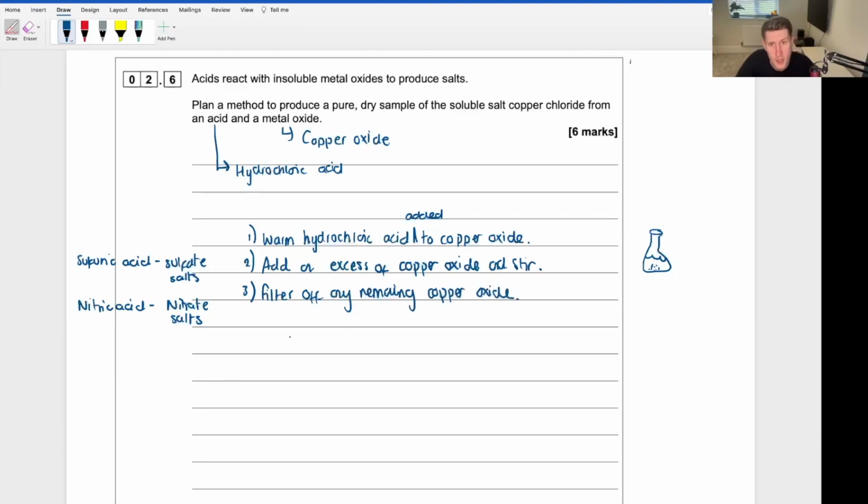So filter off our copper oxide, and then finally, once we've filtered it, we'll now have a solution with our lovely copper oxide in it. But that's not dry, is it? Remember, we want a dry salt. So we have to remove the water. To do that, we do something called evaporation.